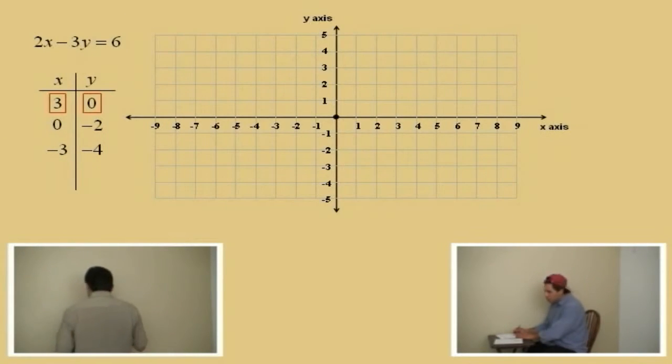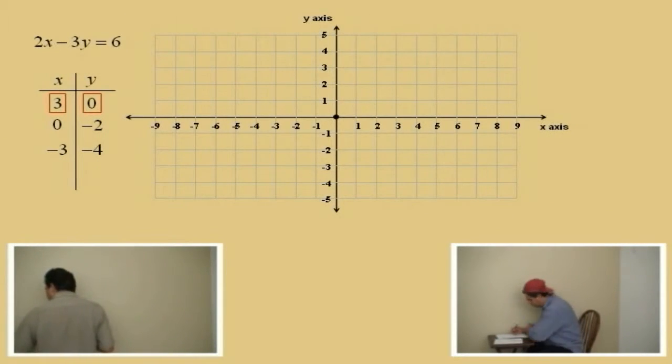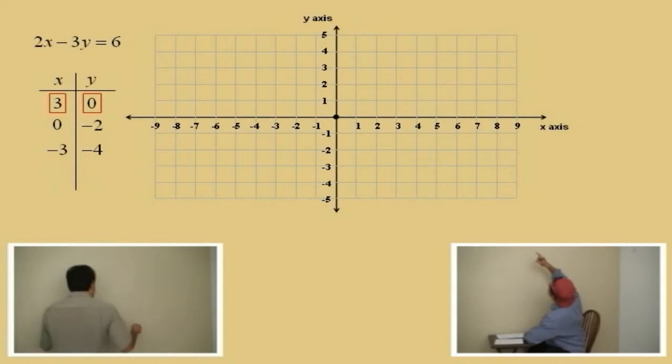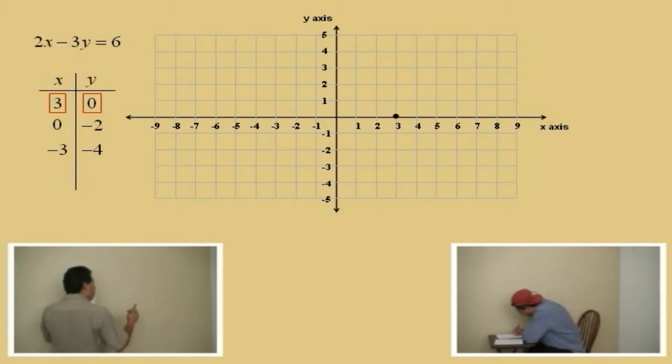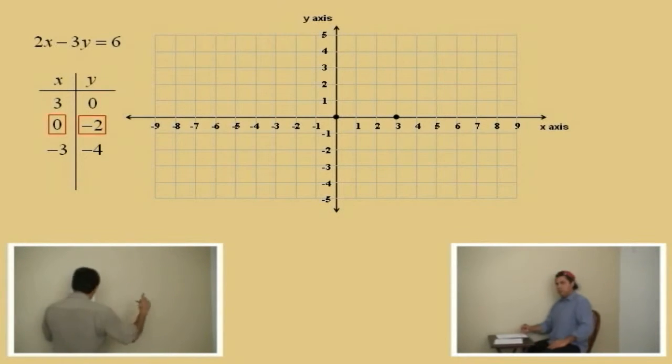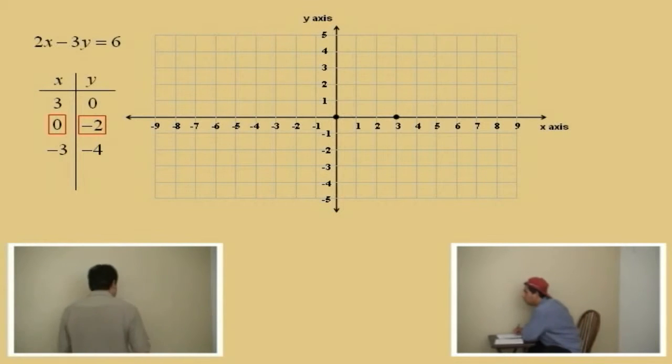Okay, let's plot the point 3, 0 first. Remember, we start at the origin. Okay, and Charlie, x equals 3, we move which way? To the right 3, very nice, there it is. And now, do we have to move on the y? No, up and down? No, because y was 0. So let's go to our next point.